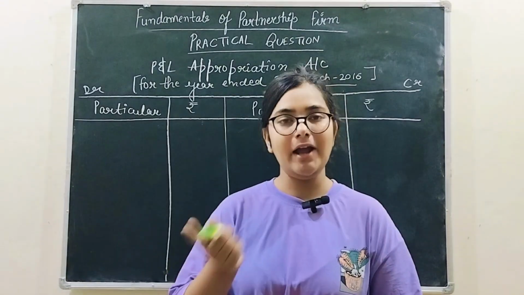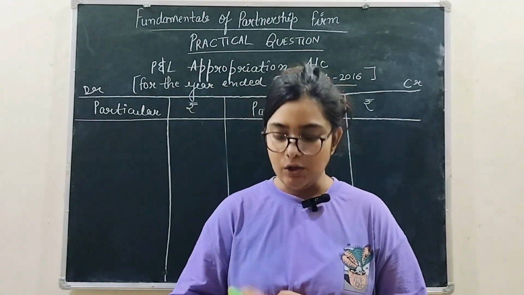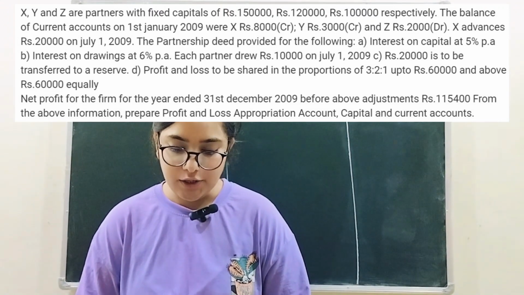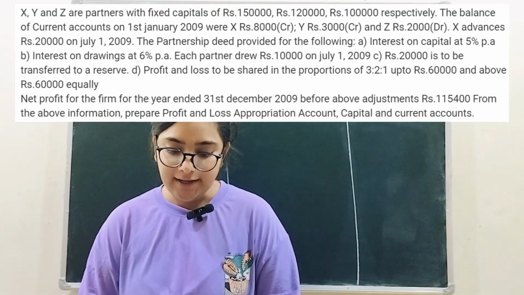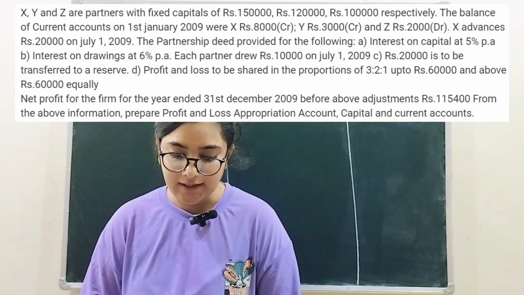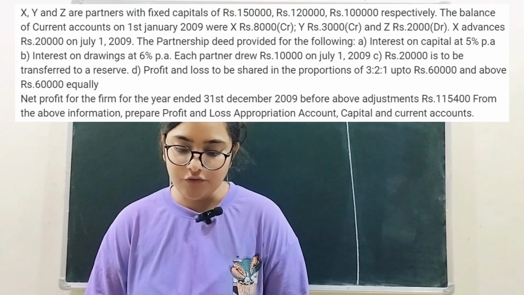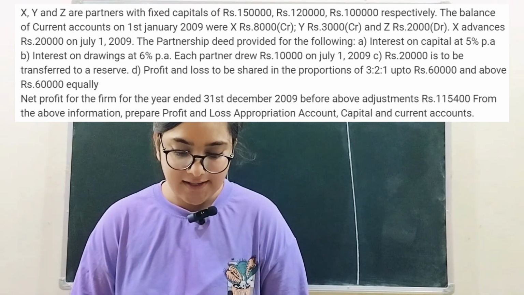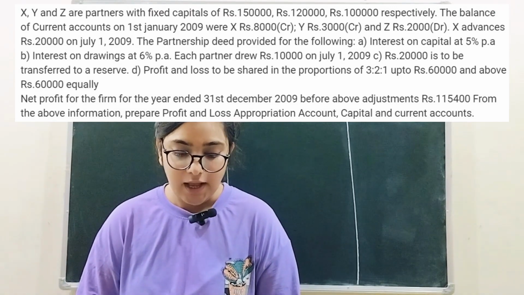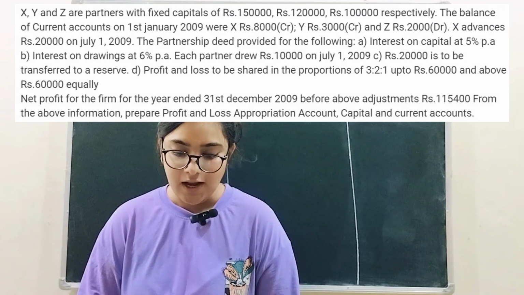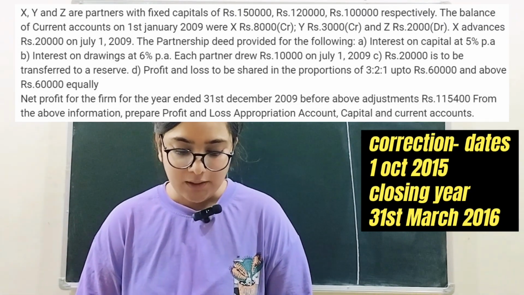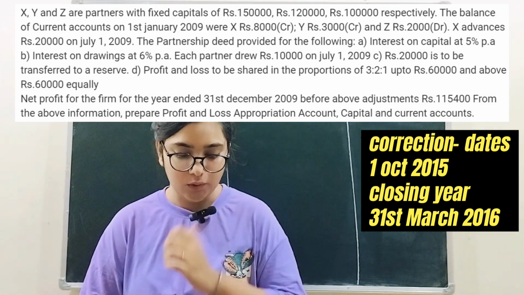And for the question, I am going to put that question on the screen. So read the question with me. X, Y, Z are partners with a fixed capital of 1.5 lakh, 1 lakh 20,000 and 8 lakh respectively. The balance of current account on 1st April 2015 were 8,000 credit balance, 3,000 credit balance and 2,000 debit balance for Z. X advanced 20,000 on October 1, 2015. The partnership deed provided for the following.